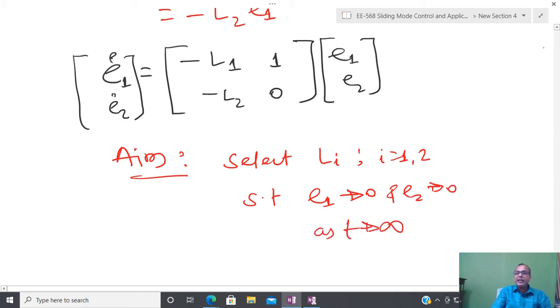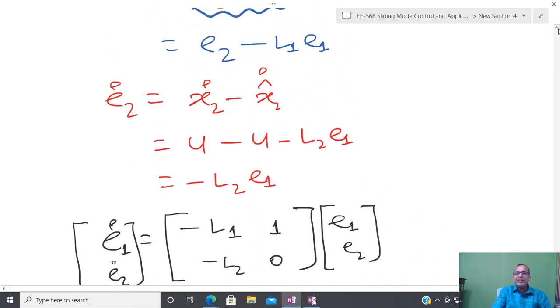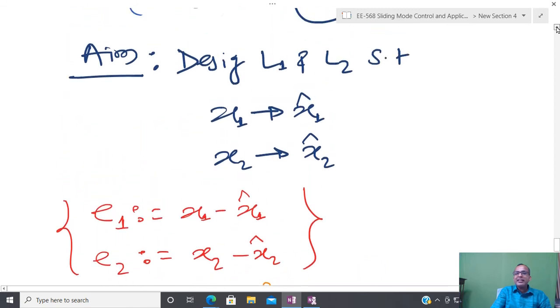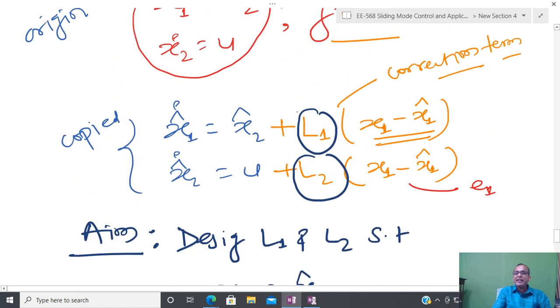Because if E1 and E2 both tend towards 0, in this particular case you can see that x1 is exactly equal to x1 cap, x2 is exactly equal to x2 cap, and once x1 is exactly equal to x1 cap, at that time this correction term is equal to 0. So x1 cap is exactly equal to x1 and x2 cap is exactly equal to x2. These two dynamics become exactly equal, and if they become exactly equal, it means that I have information of both x1 and x2.